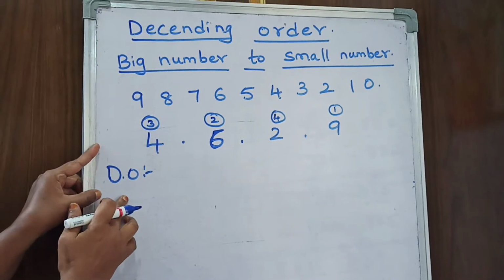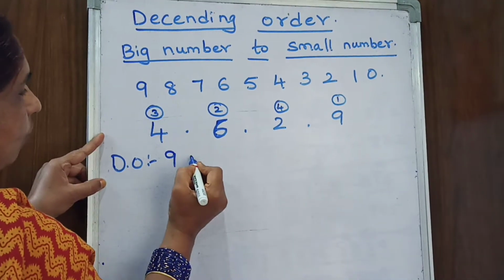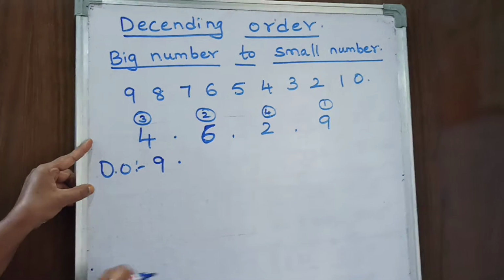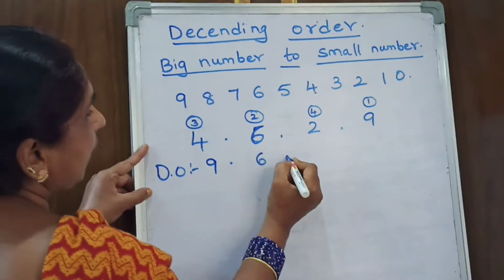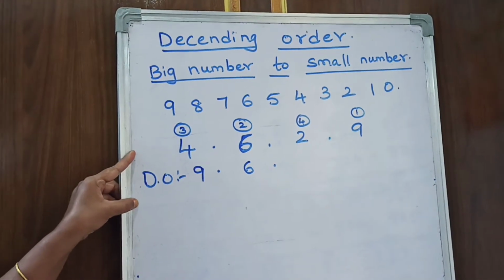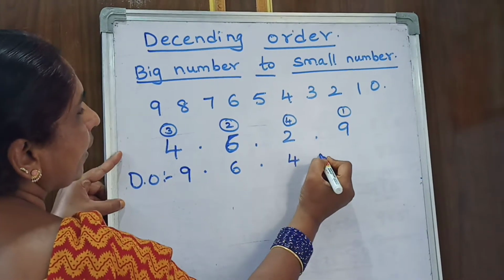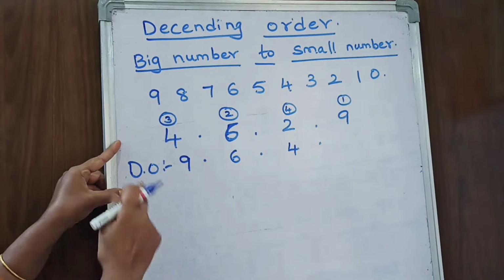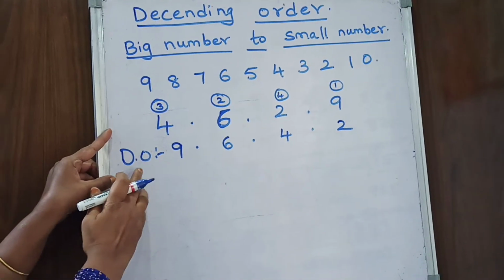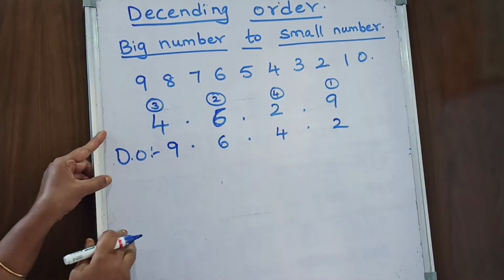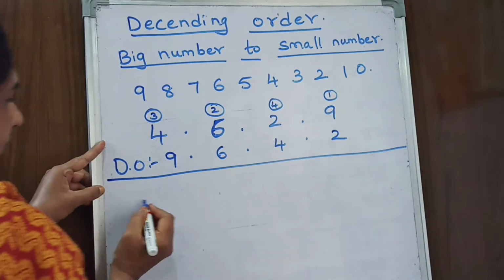Now you can arrange by seeing this order. DO, descending order. So which is the biggest number? 9. So write 9. Keep one dot and leave one box. Then which is the next one? 6. Again after writing 6, keep one dot and leave one box. And the next one is 4. Again keep one dot and leave one box. And the last one is 2. See, now here you have arranged in descending order. Big number to small number. Is it clear, children?